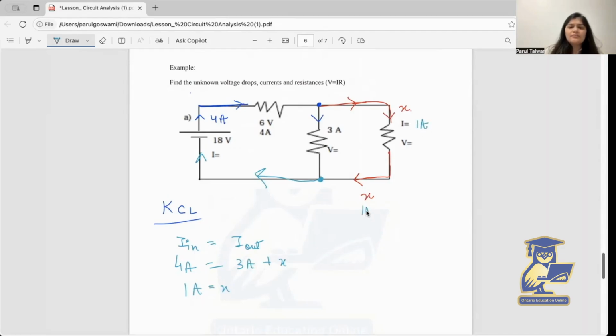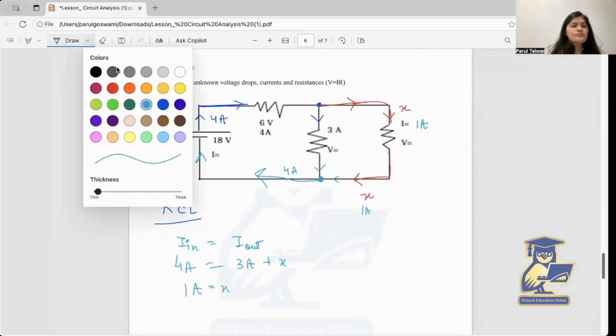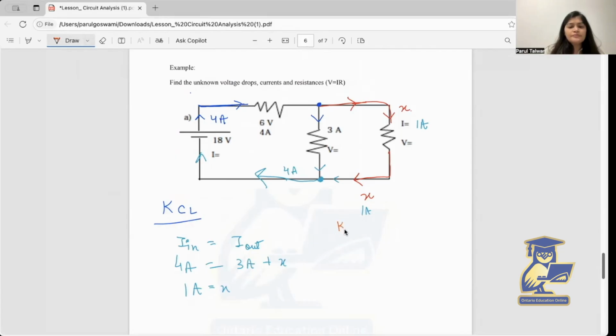This is also 1 ampere, and this 1 ampere and 3 ampere will meet up here. So since 3 ampere and 1 ampere meet up here, the total current will become 4 ampere. So we started with the 4 ampere and we ended up with the 4 ampere. So it means our current distribution is correct. Now let's see if we can use KVL to determine the voltage drop.